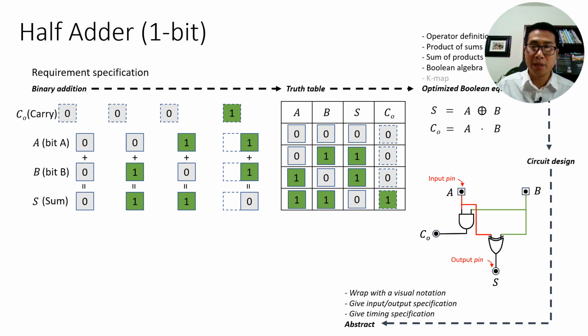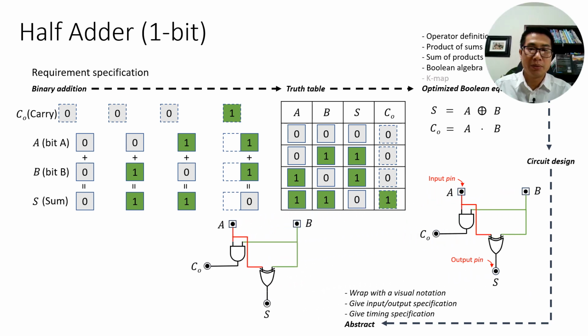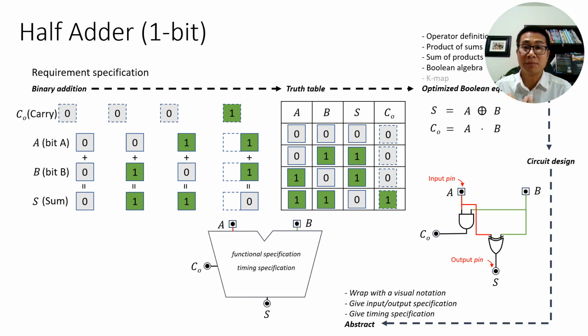We abstract away the details of the circuit by providing this box around it as one visual notation, and give the functional specification, which is the input-output specification, and also the timing specification. Then let people use it in the future. They do not need to know the circuit details anymore. So we need to provide what is called the appearance, or visual notation, or abstraction process. So from here on, later on, if people want to use the half adder, they are going to just use this. You do not need to see this, just use this.